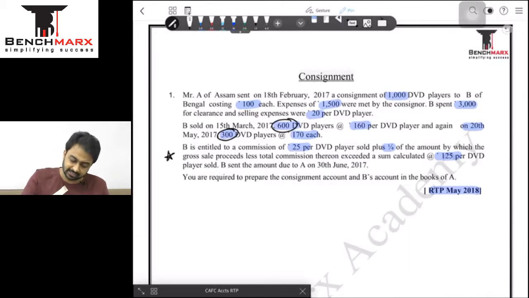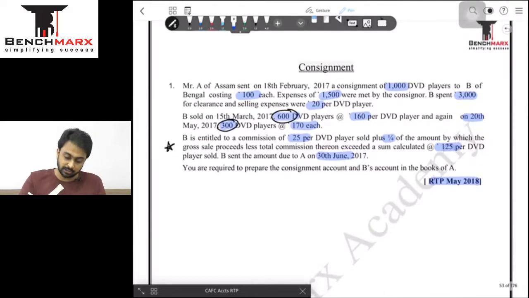B has sent the amount due to A on 30th June, which means the account is settled as on 30th of June. Prepare a consignment account and B account in the books of A, that means books of the consignor. So apart from commission, the question appears to be very simple. As usual, we'll start the posting. When we come to commission computation, we'll read the commission line again and solve commission separately through a working note. So first things first, we'll prepare a consignment account as usual.